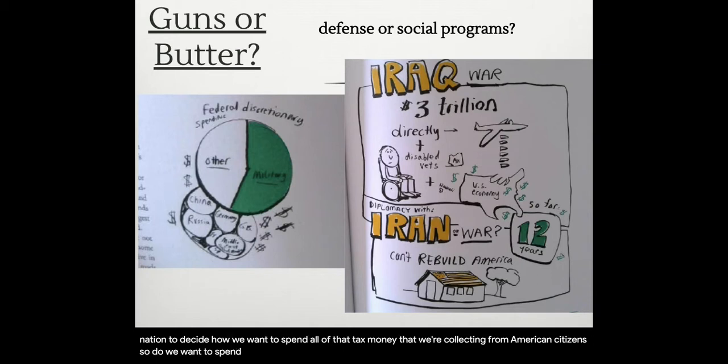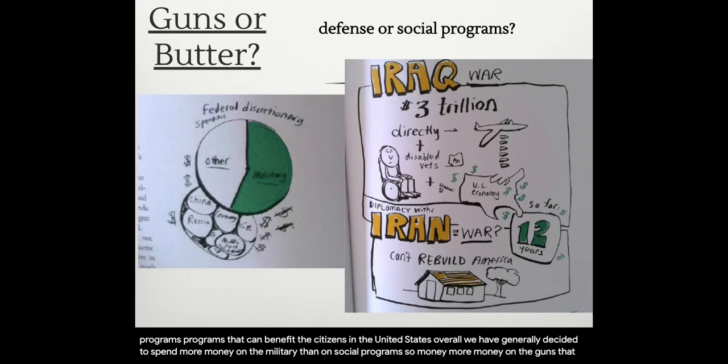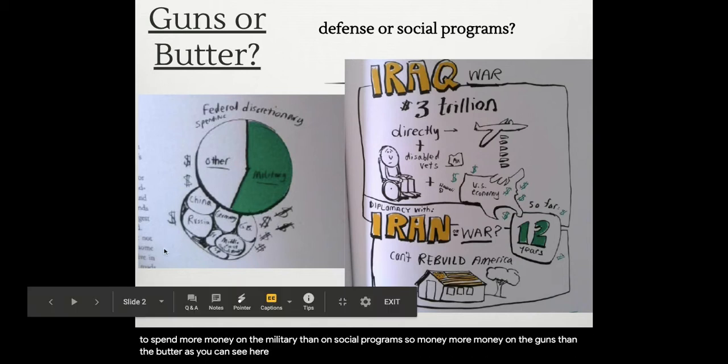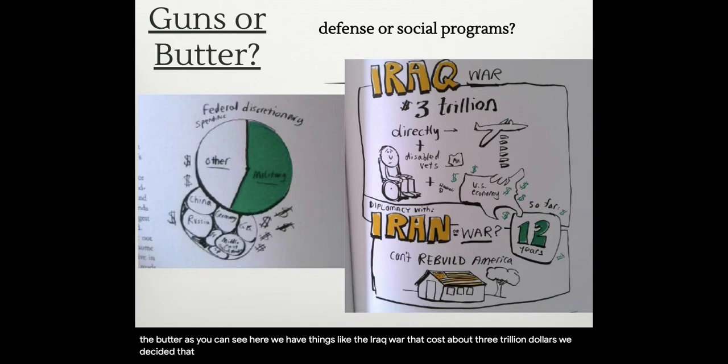So, do we want to spend it on guns, like defense programs, our military, or do we want to spend it on social programs, programs that could benefit citizens in the United States? Overall, we have generally decided to spend more money on the military than on social programs, so more money on the guns than the butter. As you can see here, we have things like the Iraq War that cost about $3 trillion. We decided that it was going to be more important for our nation to spend that money on the war rather than on programs that could benefit socially in the United States.